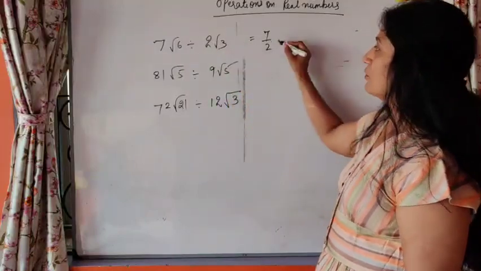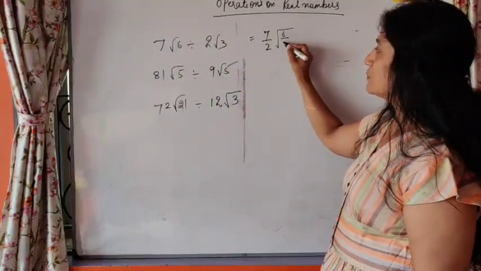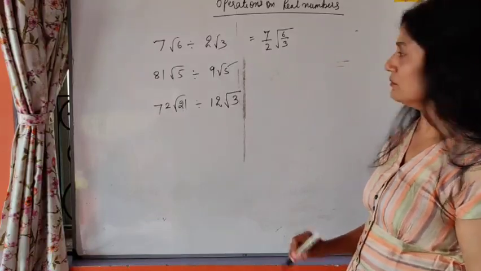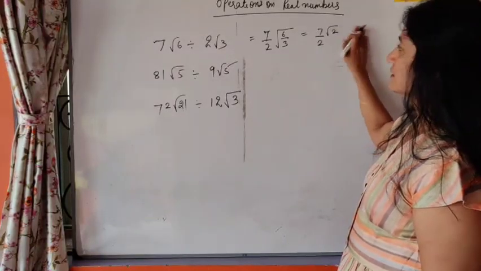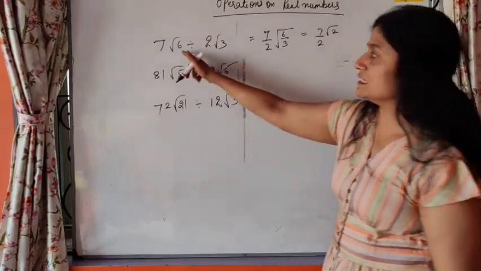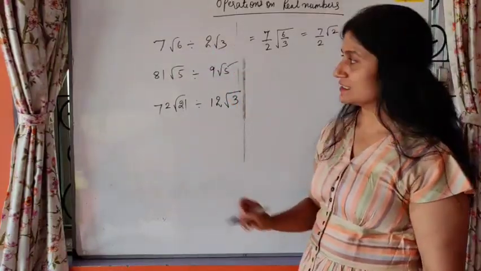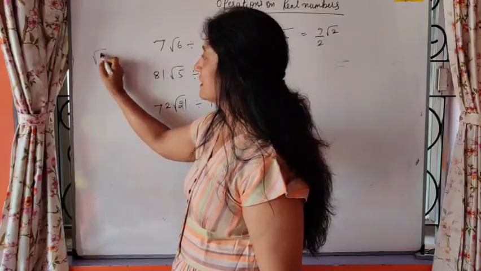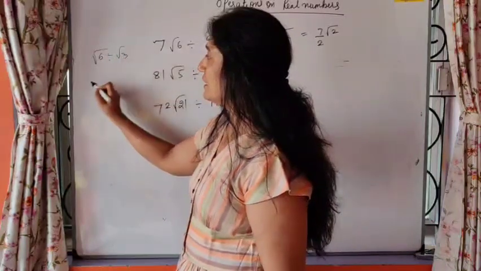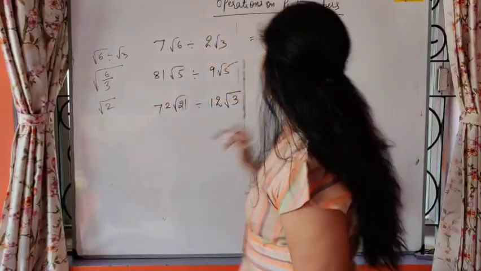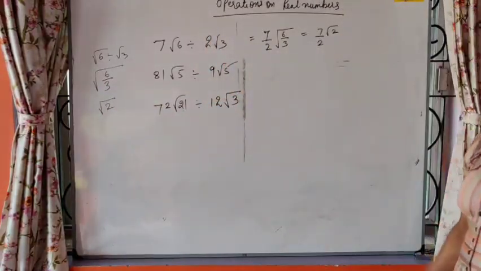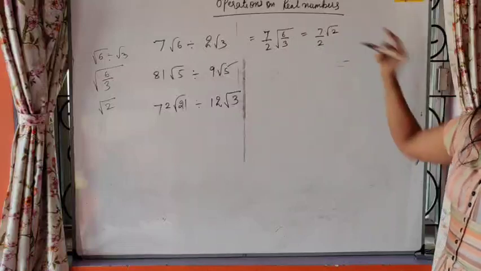And root 6 upon root 3. See, root 6 by 3. Like this you can write it down. So this becomes 7 by 2. And got it? Because surd can be divided by surd. And root 6 divided by root 3 is root 6 by 3. That is root 2. So our answer is 7 by 2 root 2.